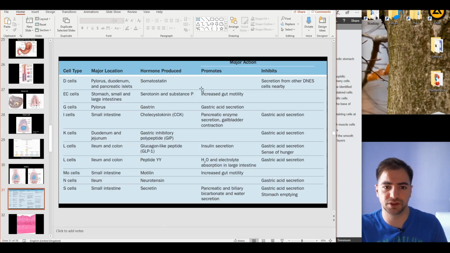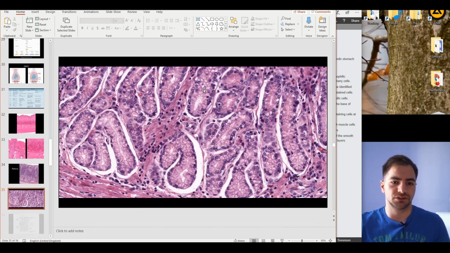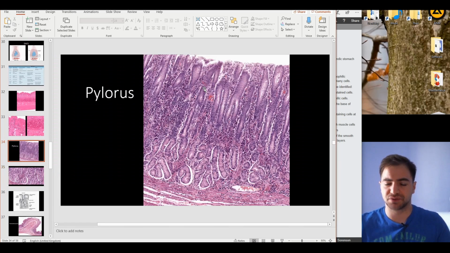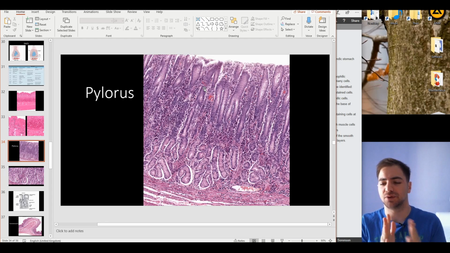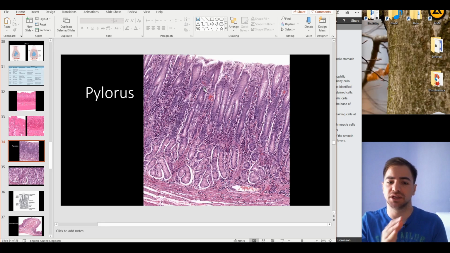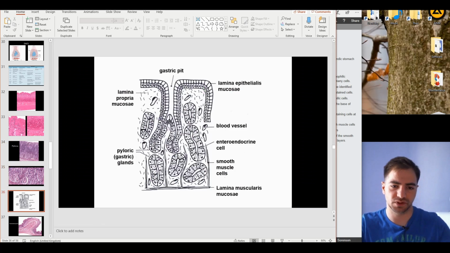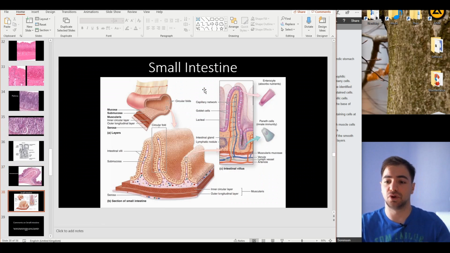So let's move on. Now, the pylorus, again, has a structure exactly identical to the cardia. Again, we're going to find mucus producing cells, the surface mucus cells and then the neck cells. And in the gastric glands, we're going to find only mucus-producing cells. So let's move on to the small intestine.